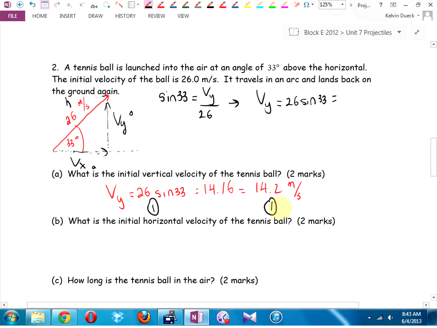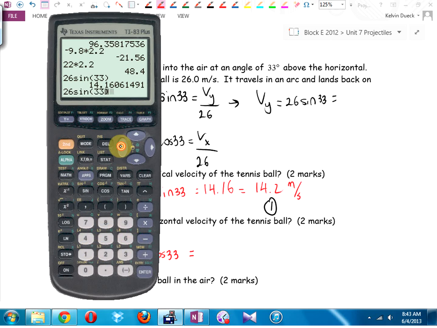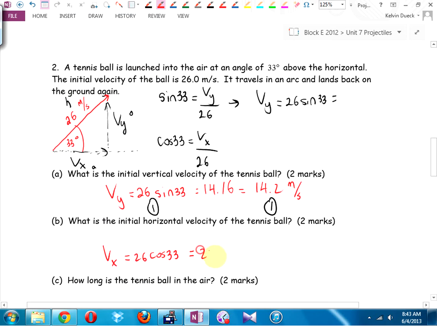Next year, sure. What's the initial horizontal velocity? Well, we said it turns out that cos 33 equals Vx over 26. Turns out Vx ended up being 26 cos 33. Cos 33, 21.8 meters per second. Again, 1 mark for the trig function, knowing that it was cos, 1 mark for the answer.